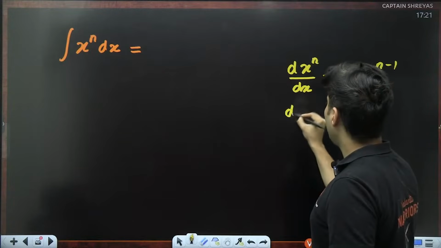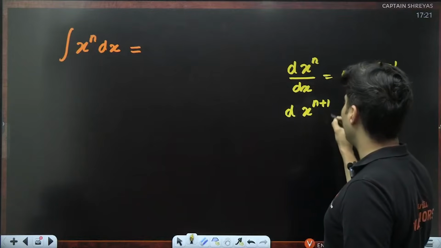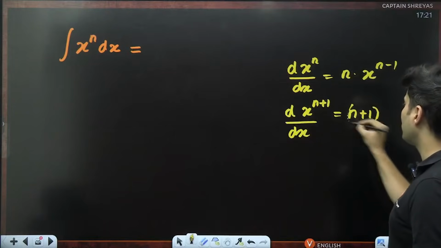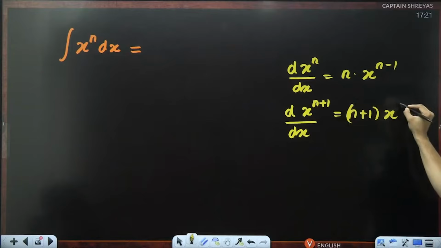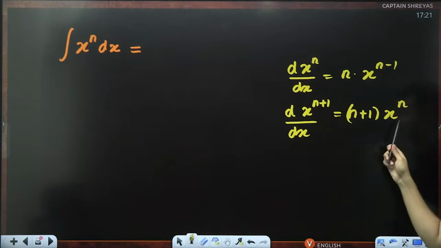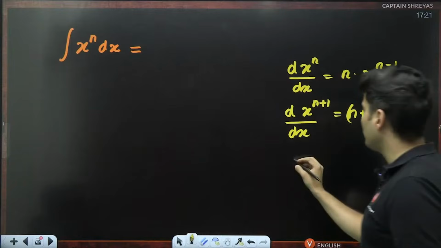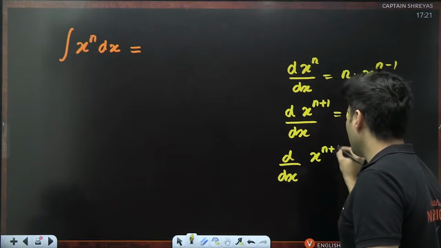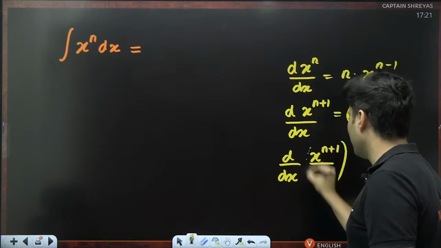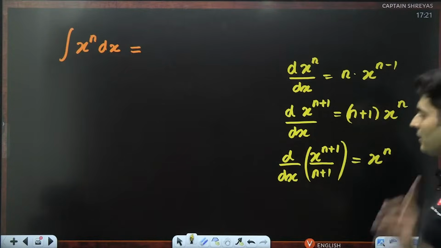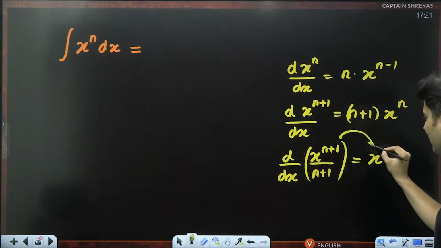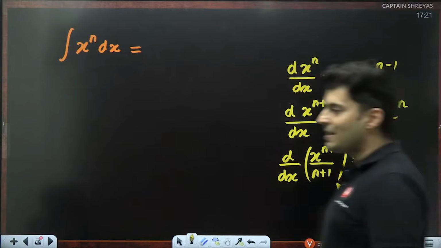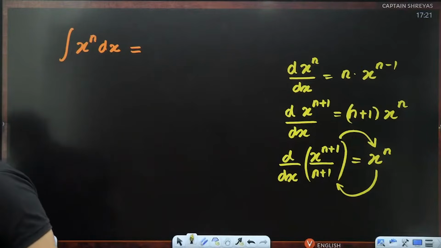Let me do one thing. What if I take the derivative of x raised to n plus 1? The derivative of x raised to n plus 1 will be n plus 1 coming outside, x raised to n plus 1 minus 1. N plus 1 minus 1 is n only. Is this what we get? Oh, interesting. Shift n plus 1 below. So it will become d by dx of x raised to n plus 1 divided by n plus 1. This whole thing is giving me x raised to n, which means the derivative of this is x raised to n. So the integration of x raised to n should be this. Is that clear? Everybody? Awesome.